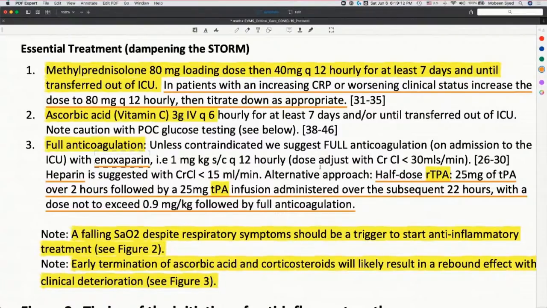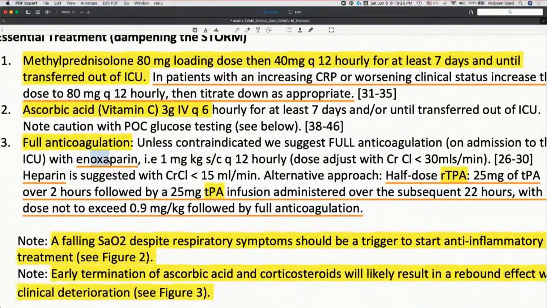And on admission to ICU, because after this, you have to really monitor the patient for bleeding issues. So what are they suggesting? Enoxaparin, if you see here, 1 milligram per kilogram subcutaneous every 12 hours. Dose adjusts with creatinine clearance lesser than 30 milliliters per second.